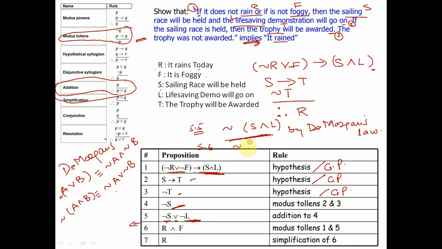So I have negation of R or negation of F. Once again, if you apply De Morgan's over here, you get negation R and negation F, that is R and F. So if R and F is there, then I can apply simplification law over here. So I get R. This was the conclusion that we started off to verify.